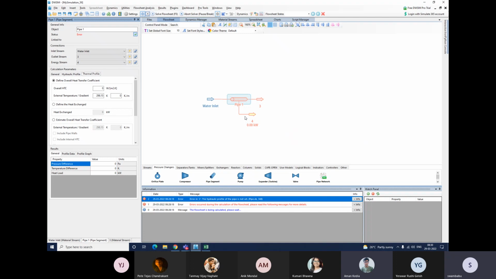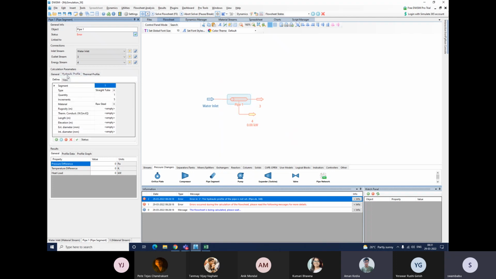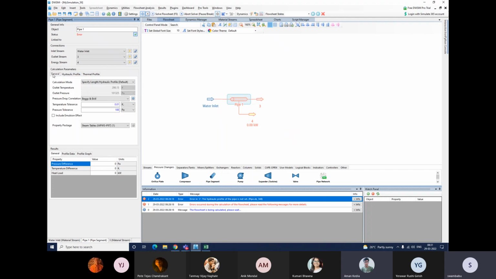If you are not worrying about tracer heated pipe or insulated pipe, we don't even define anything. We can just leave it as it is. In the general guidelines, it might ask what is the outlet pressure and what is the outlet temperature. That calculates according to the pressure drop expression. Now, pressure tolerance and temperature tolerance, like while calculating, how much error is allowed.